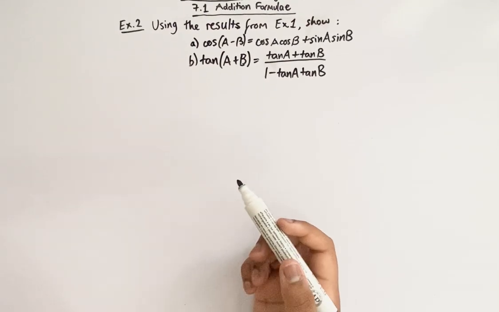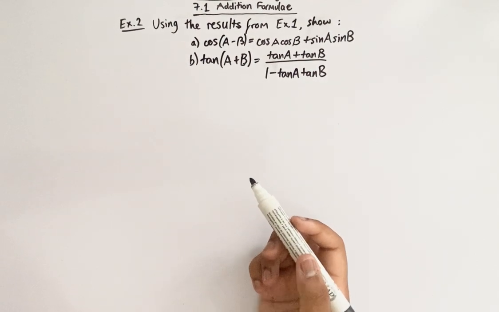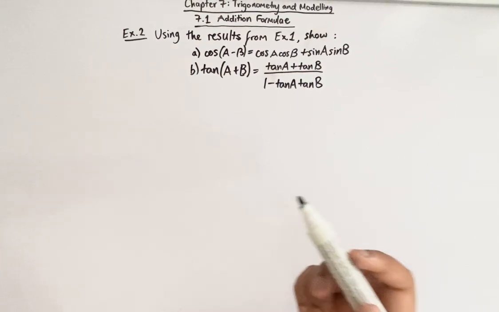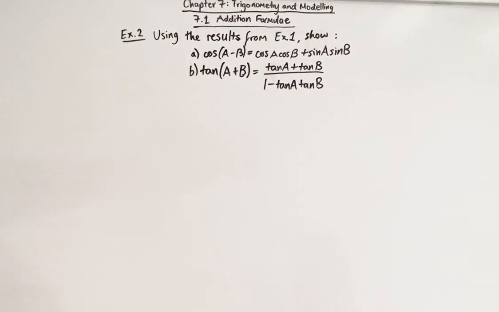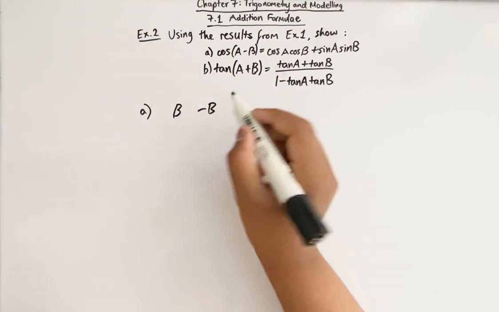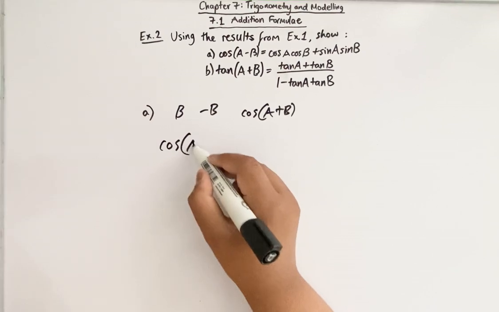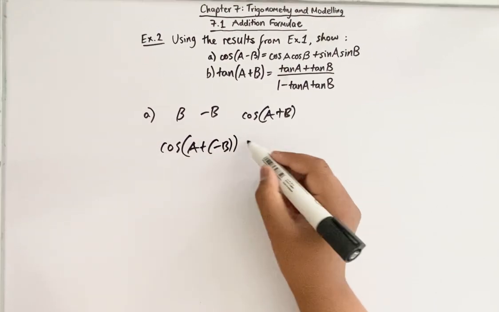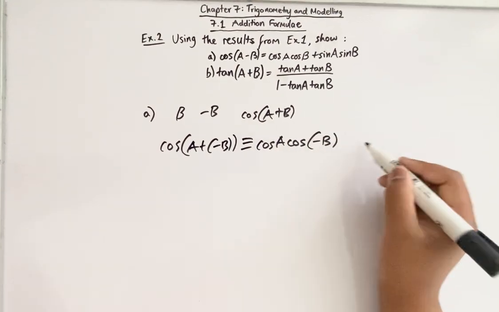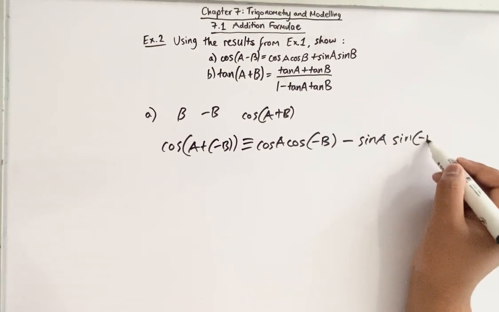Using the results from the first example, let's show that cos of A minus B is equal to cos A cos B plus sine A sine B, and then tan of A plus B is equal to tan A plus tan B over 1 minus tan A tan B. For part A, all we're doing is replacing B by negative B in cos of A plus B. So the cos of A plus negative B is the same thing as cos A cos of minus B minus sine A times sine of negative B.